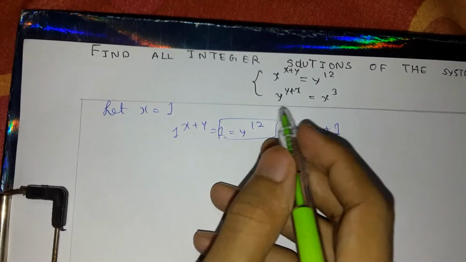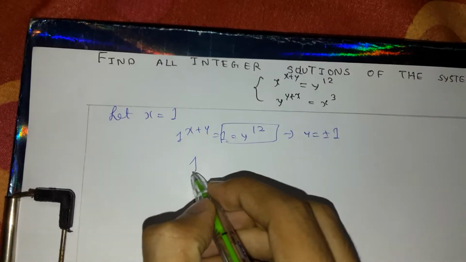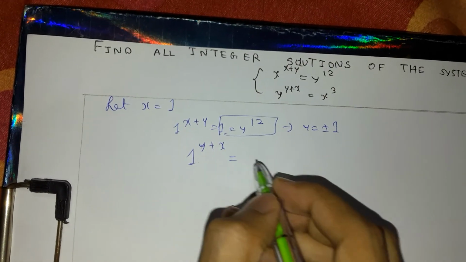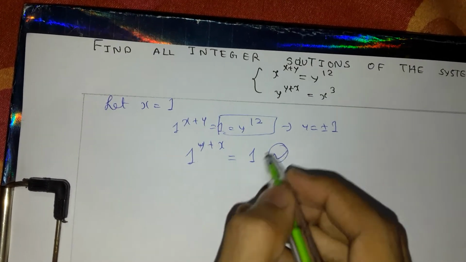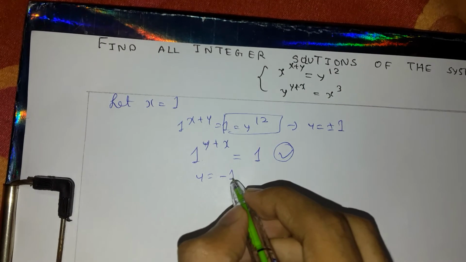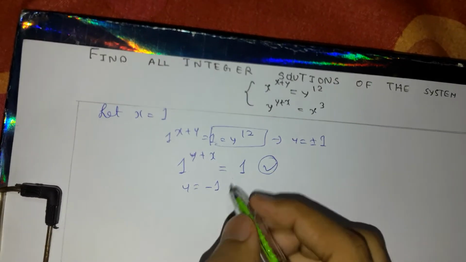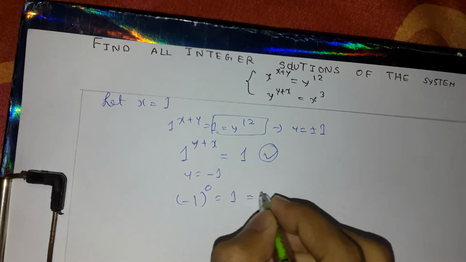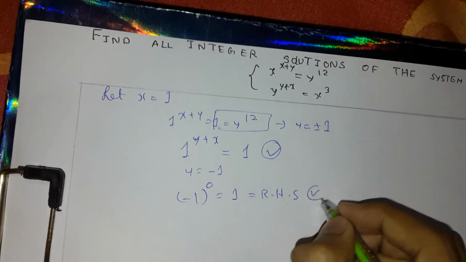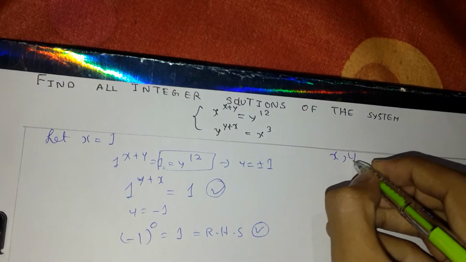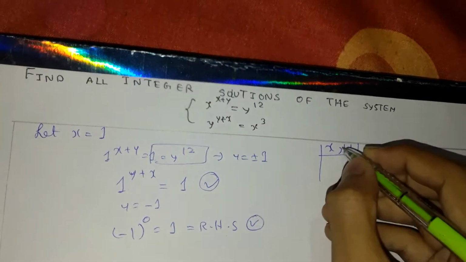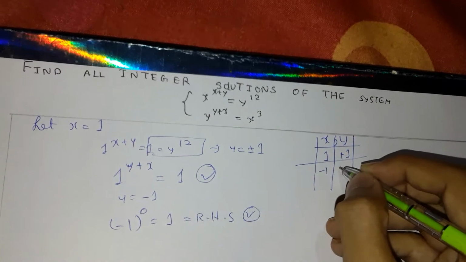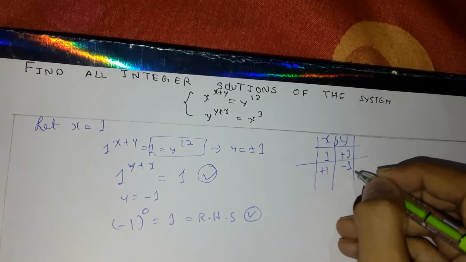And in the second equation, if we plug in, we get 1 to the power (y plus x), which we consider to be 1, equals 1 cubed, which is 1. Now what if y equals minus 1? You see, y plus x becomes 0, which gives us minus 1 to the power 0, equals 1, equals the RHS. So we got two solutions, and the first was (1, 1) and the second was (1, minus 1).